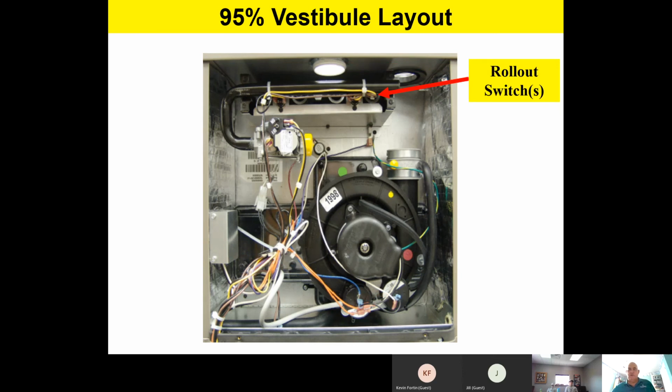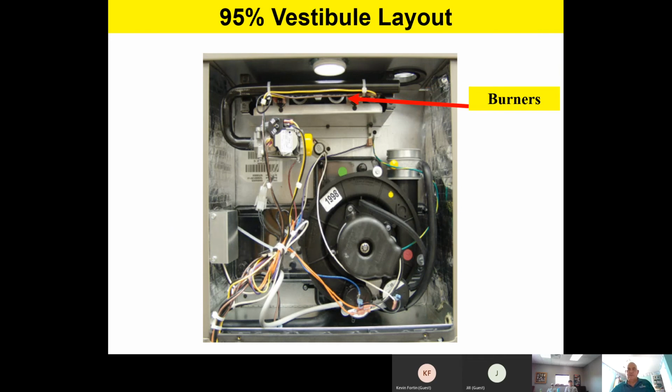We have rollout switches on our burner assembly. Again, you might have more than one based on the size of the furnace. And by the way, team, those are little switches that just have a little push button reset. So a technician has to reset that. If you have a rollout condition, we want to make sure the technician looks at it and resets it. It's a manual type of reset.